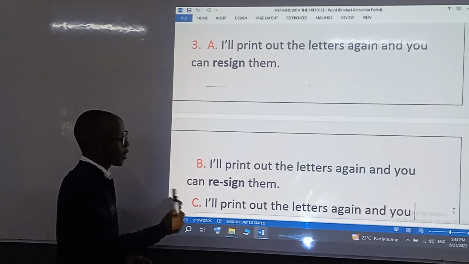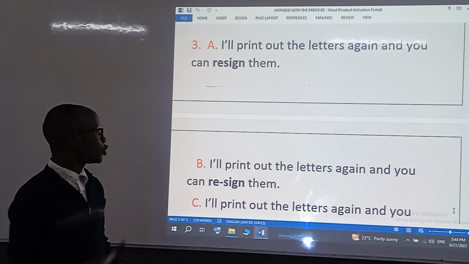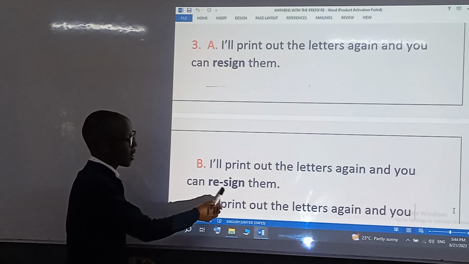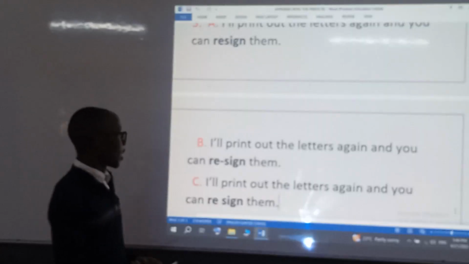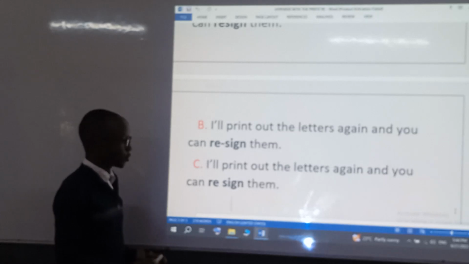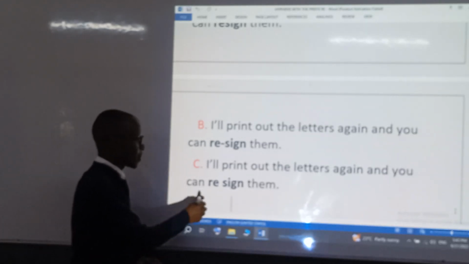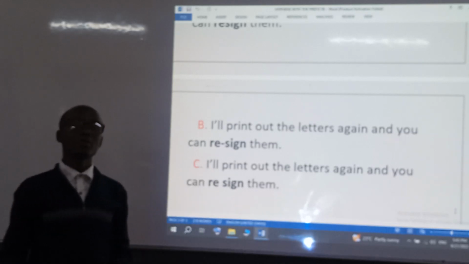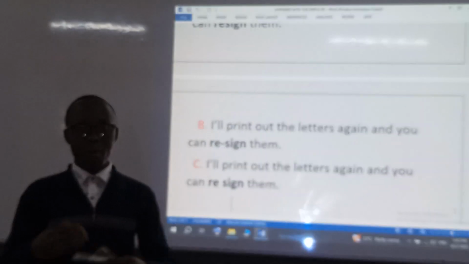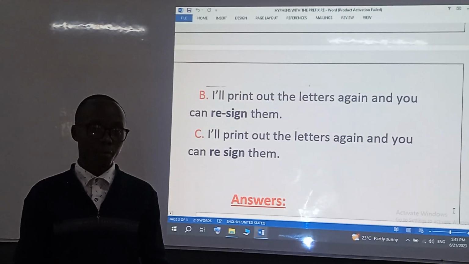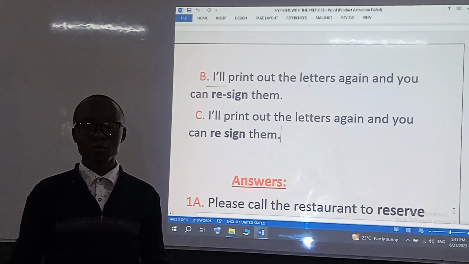What about part B of question 3? It says, I'll print out the letters again and you can re-sign them. Now here there's a hyphen. What thought do you give it? Is it correct? I need your comment, please. Part C of question 3 says, I'll print out the letters again and you can re sign them. And now it is two words. So we've got 3 questions with 3 subsections, and I want to see what your thought and approach is according to how we are supposed to hyphenate words that begin with the prefix re.